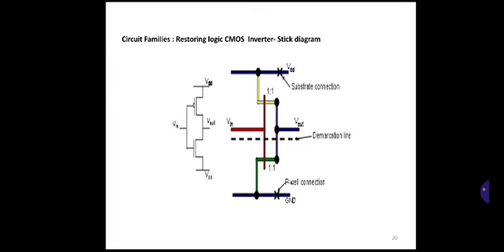Then VCC and ground connections are usually made of metal one, and the substrate connection and P-well connection are also mentioned here. The demarcation line separates N transistors and P transistors. Above the demarcation line, P transistors should always appear, and below the demarcation line, all the N transistors should appear. N transistors and P transistors should not cross the demarcation line. So this is the stick diagram of a CMOS inverter.